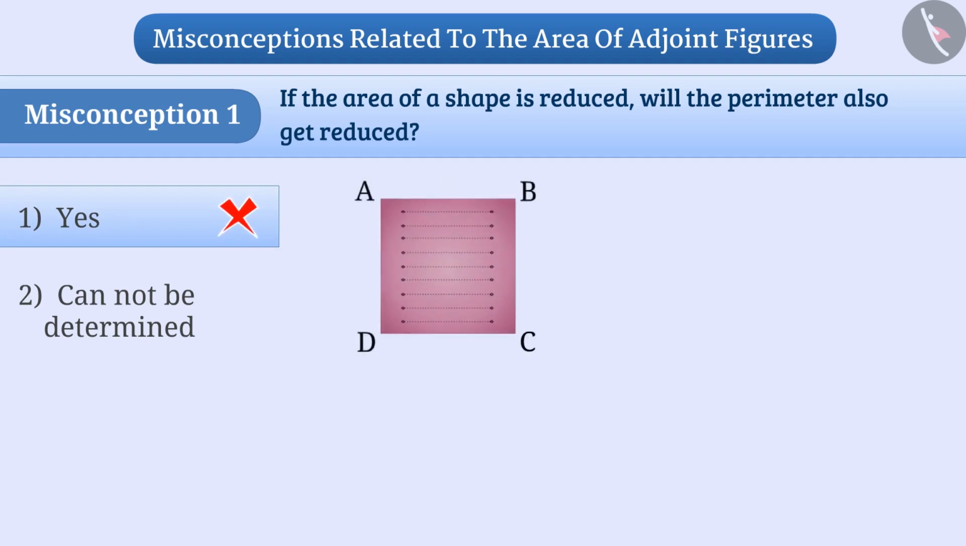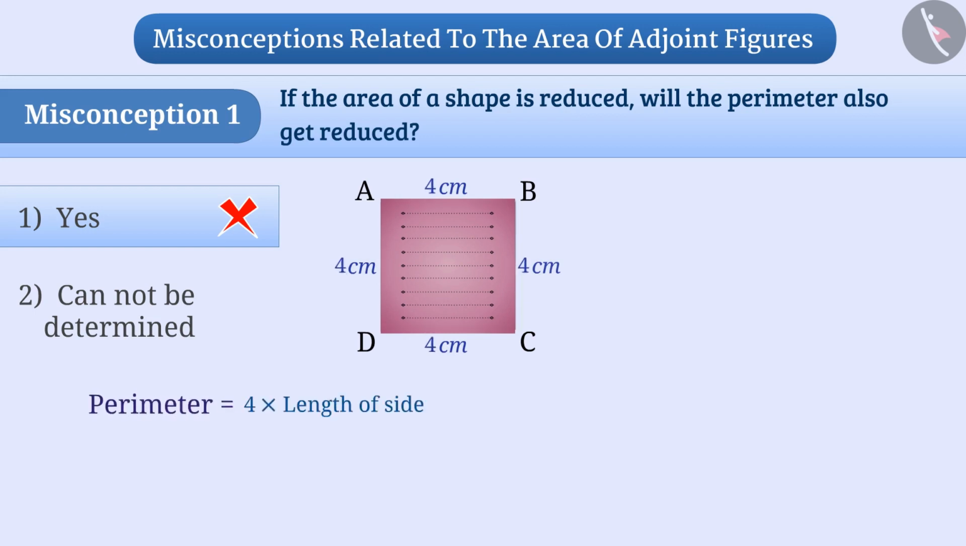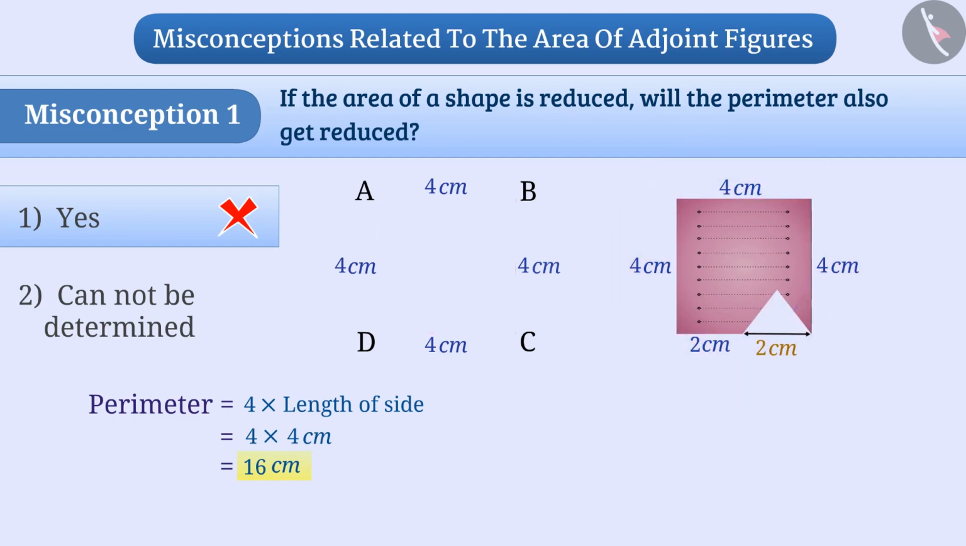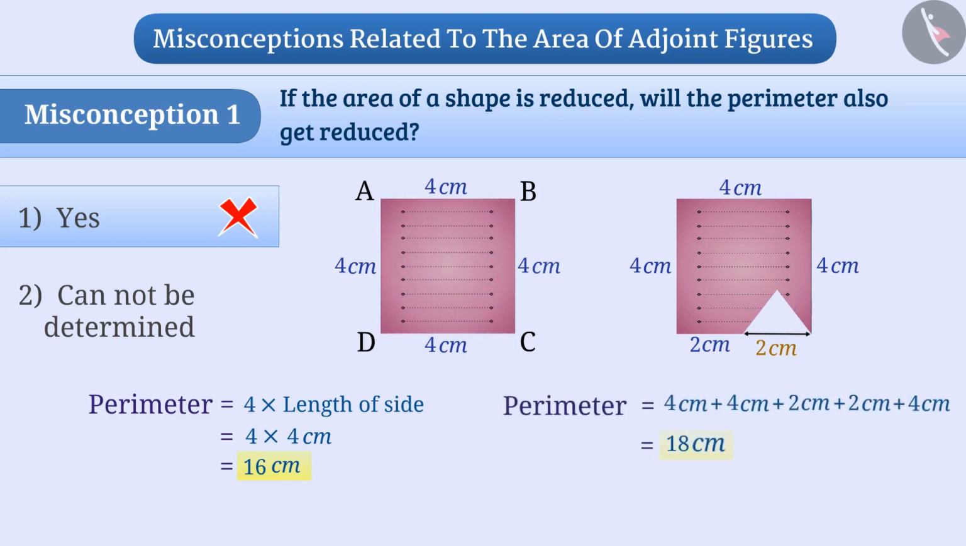Suppose we took a square paper of side 4 cm. Its perimeter will be 4 multiplied by length of side is equal to 16 cm. If we remove an equilateral triangle of side 2 cm from this paper, then the area of remaining shape will be less than before. But now the perimeter of shape will be 18 cm. So in this case, perimeter increases and area of figure decreases.